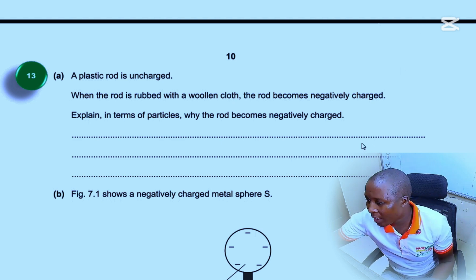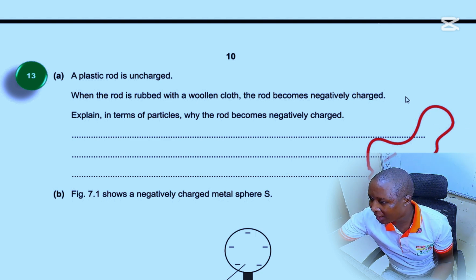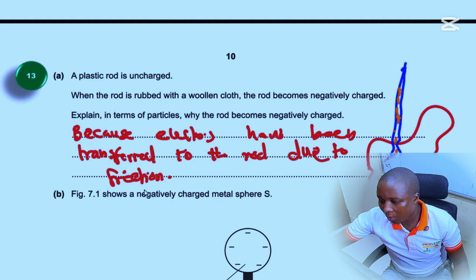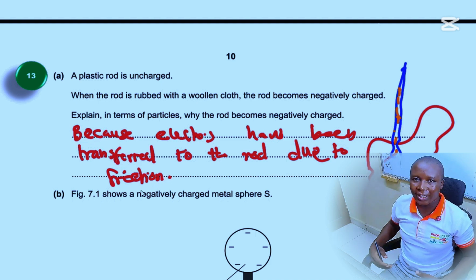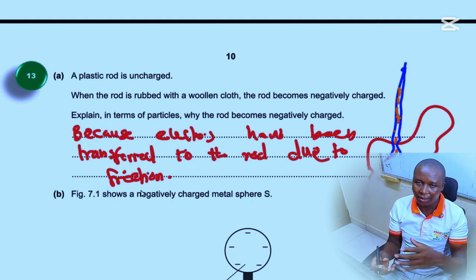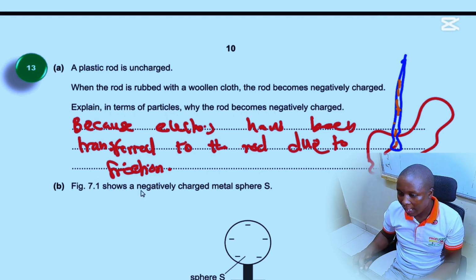So if we are talking of a piece of cloth like this, which is having positive and negative charges, and then when a rod is rubbed on this, the electrons will be transferred to the rod due to friction. So the piece of cloth is going to remain positively charged because electrons have been removed from it.